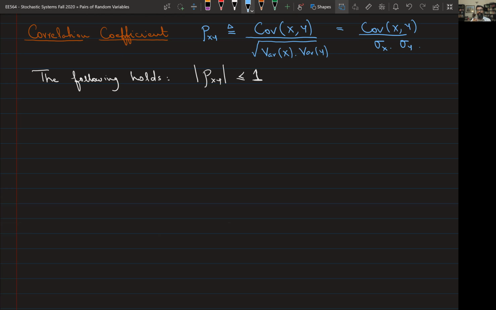But then the point is, what do you mean if two random variables have a correlation coefficient of 0.2 versus a correlation coefficient of 0.8? What does that quantification signify? So 0.8 versus 0.2, what does that mean?